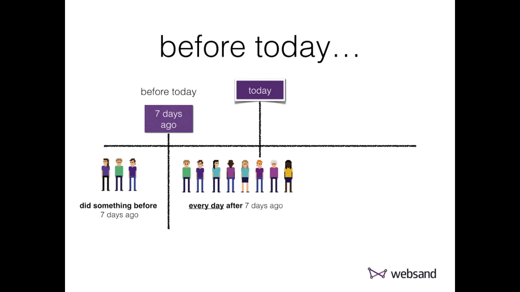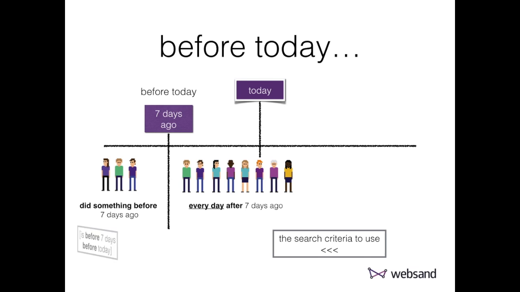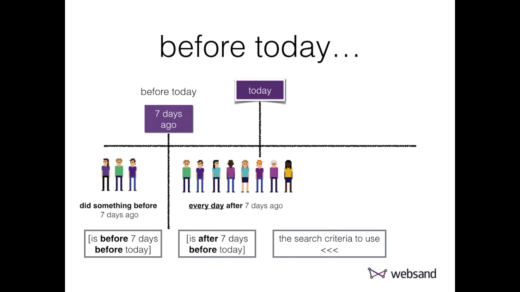In the system, the function that you're going to be using there is the date field where we're using before today. So if you think about that line of 7 days ago, for the people that did something before 7 days ago, the rule is before and then the number of days before today. If you're looking at people to the right of that line, then we're looking at people who are after 7 days before today.